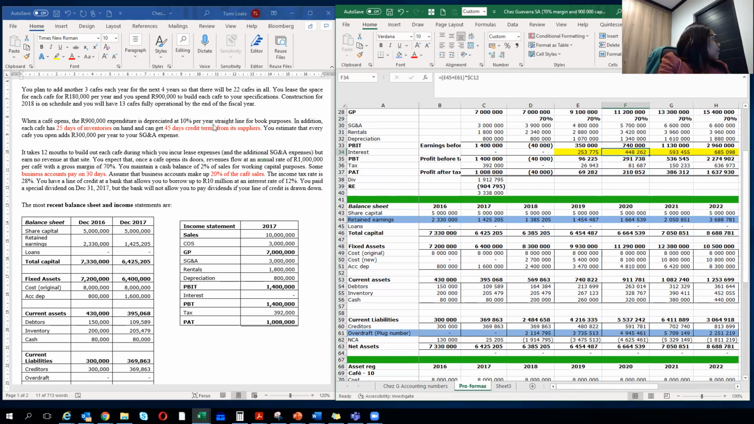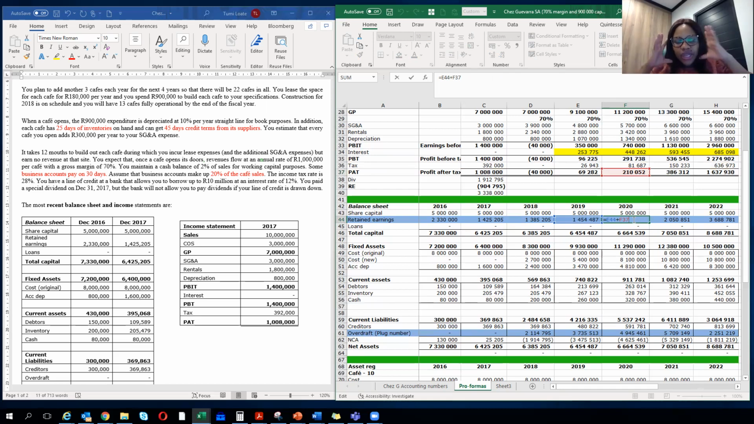Okay, if you notice here, what it says in the question is you have a line of credit at a bank that allows you to borrow up to 10 million at an interest rate of 12%. So that is the 12% that I'm then paying. It's the 12% of the previous overdraft. Okay, then this is included as part of your profit after tax. Don't forget to include it. And then your retained earnings needs to pull each year from that. So your interest is needed for your profit, which is needed for your retained earnings, but your retained earnings was also needed for your overdraft.